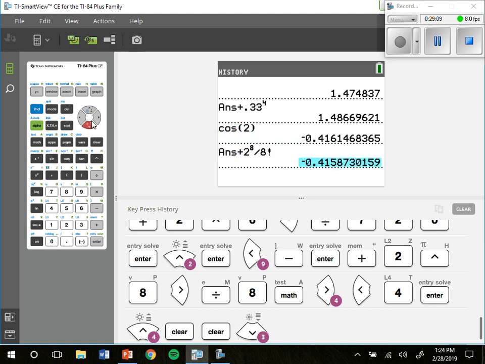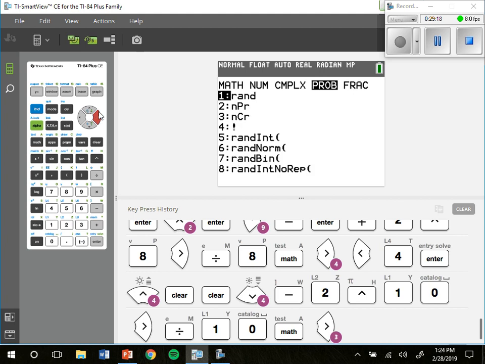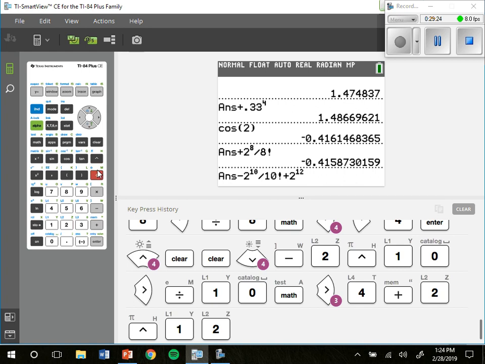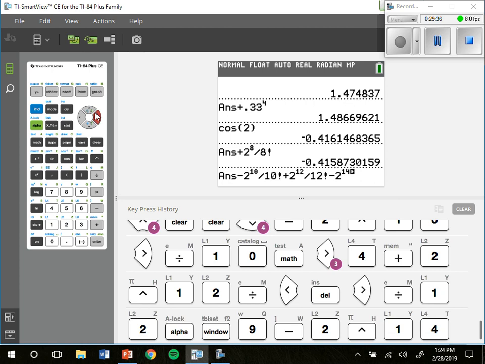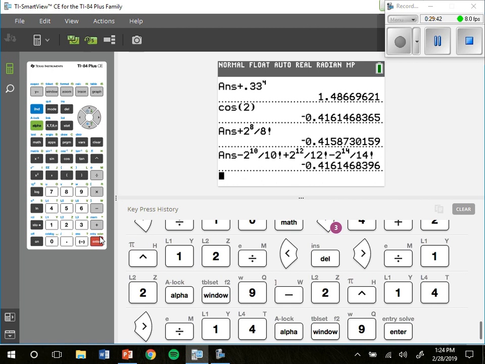Okay, so let's just go out a bunch of terms. Minus 2 to the 10th over 10 factorial. Plus 2 to the 12th over 12 factorial, minus 2 to the 14th over 14 factorial. Look how close I am. Wow. And so your calculator goes out far enough that adding another term won't change those 12 decimals.